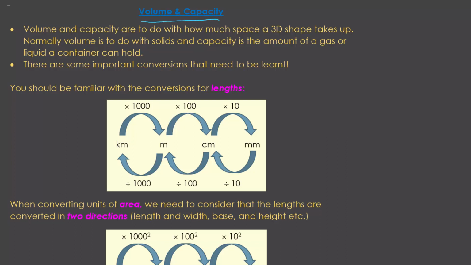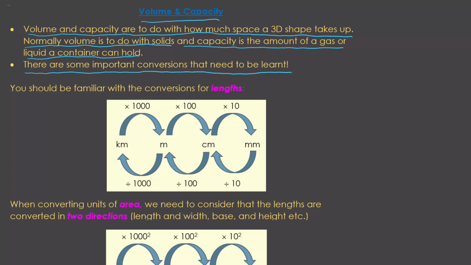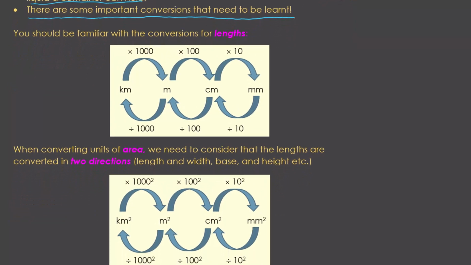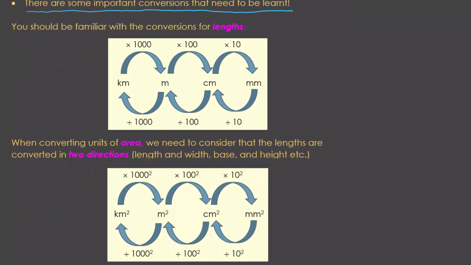Volume and capacity. Volume and capacity are to do with how much space a 3D shape takes up. Normally we consider volume to be to do with solids, and capacity is the amount of a gas or liquid a container can hold. There are some important conversions that need to be learned, although really you only need to worry about the lengths and you can go from there. And you should know these well.